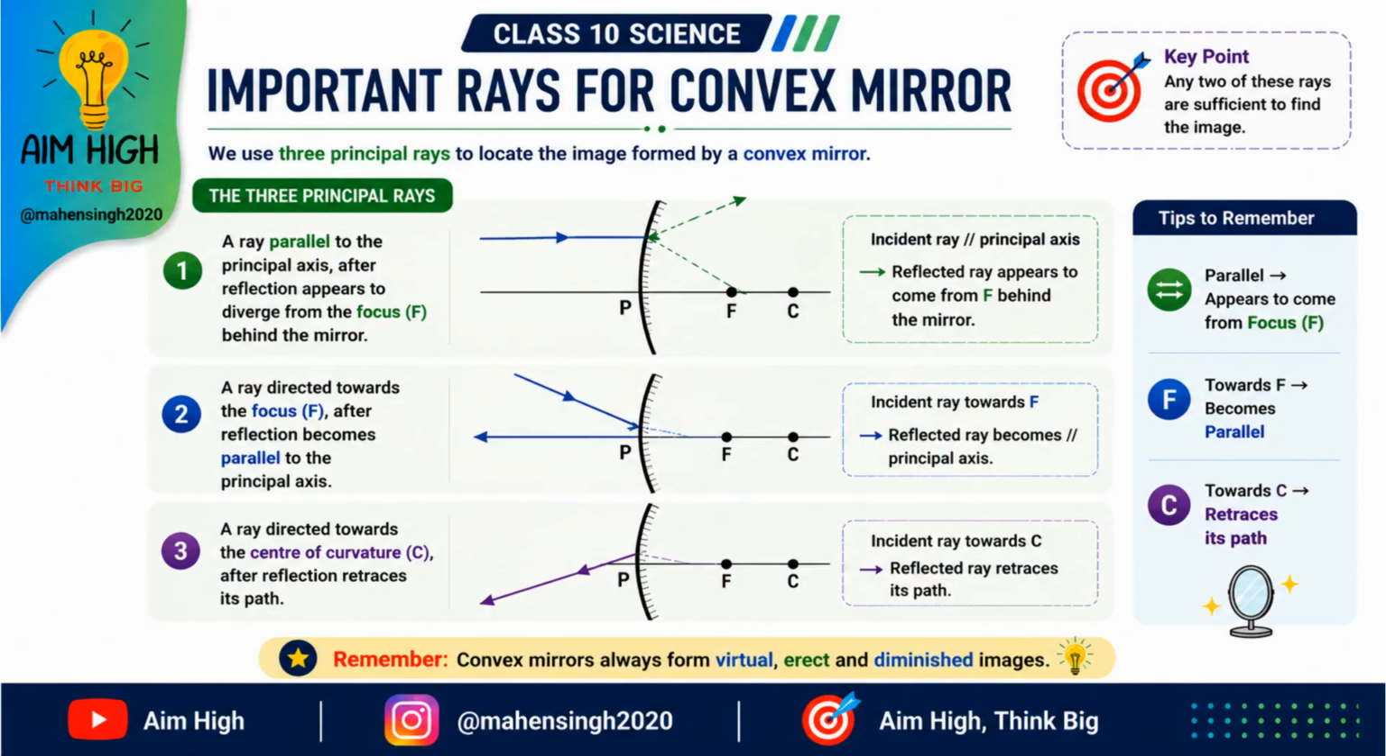In a convex mirror, reflected rays always diverge, so the image formed is always virtual, erect, and diminished. These ray rules are very important for drawing correct CBSE ray diagrams and understanding image formation clearly.